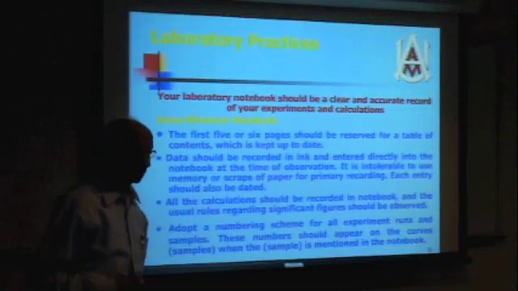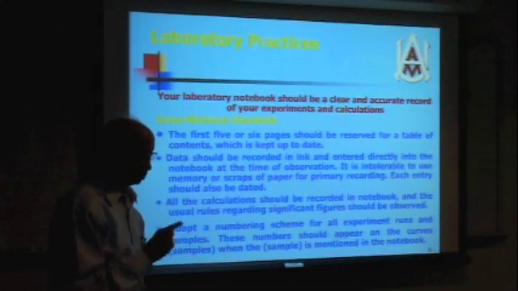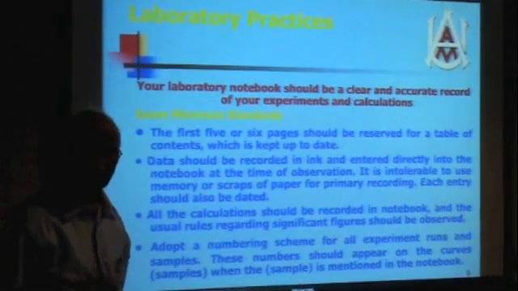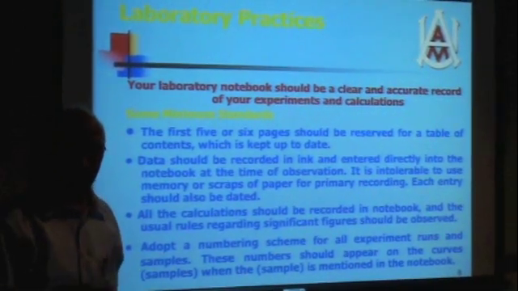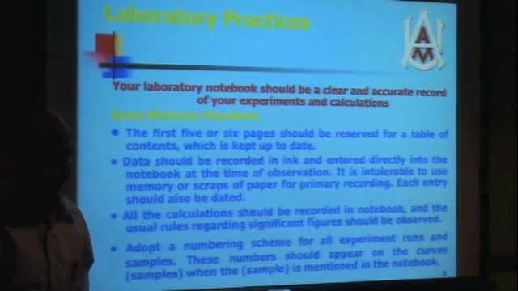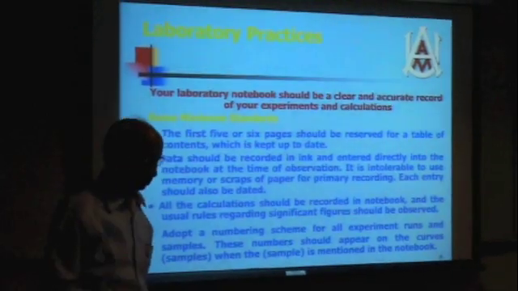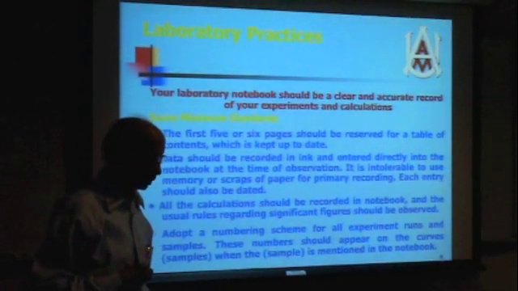Keeping a record in the notebook. The first 5 or 6 pages should be reserved for a table of contents. The table of contents can keep on increasing, so we should leave space, not that you tear off a page and add a page, or one should not do that. It should be kept up to date.